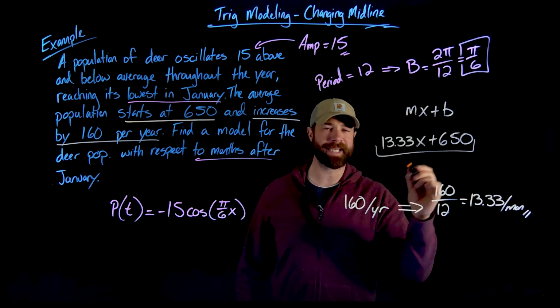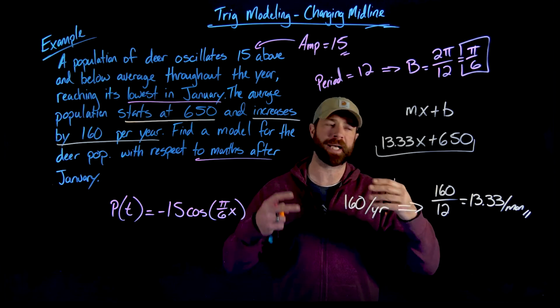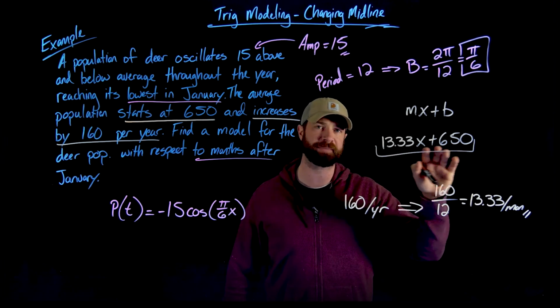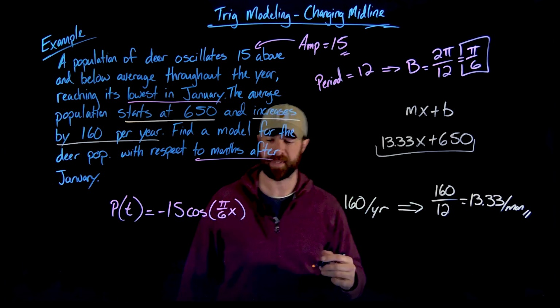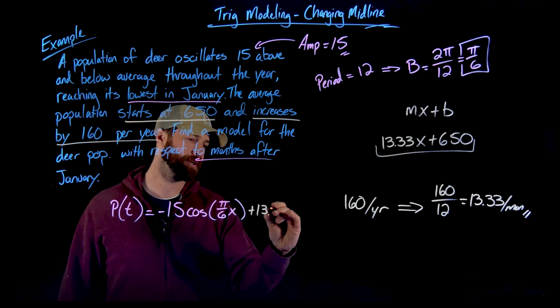This importantly is my new D value or the change. It's the changing midline that I have. It's not static at 650, but it's increasing over time. So to finish this up, I'll add that changing midline information on here.